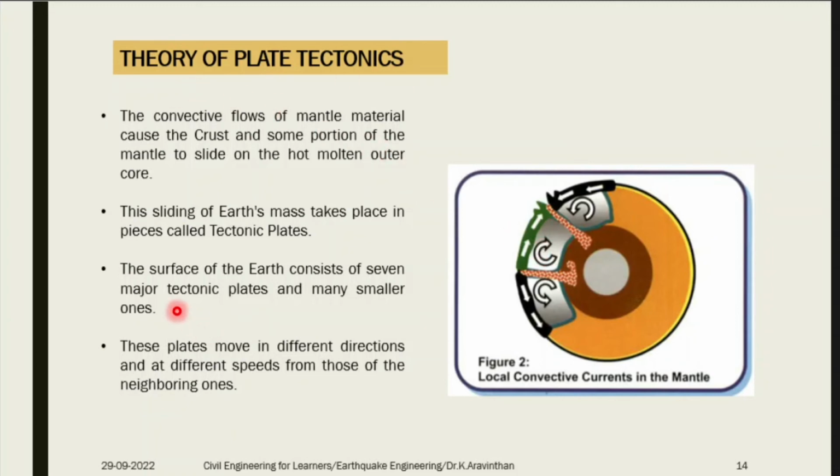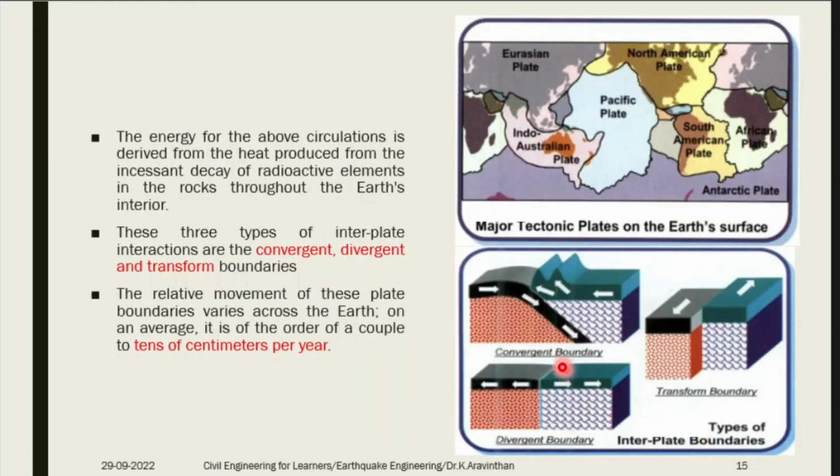And we have 7 major tectonic plates. These plates move in different directions at different speeds. The convergent boundary, divergent boundary, and transform boundary: these three boundaries are possible here. This is a convergent boundary according to the plates. Each and every plate is named after a continent.